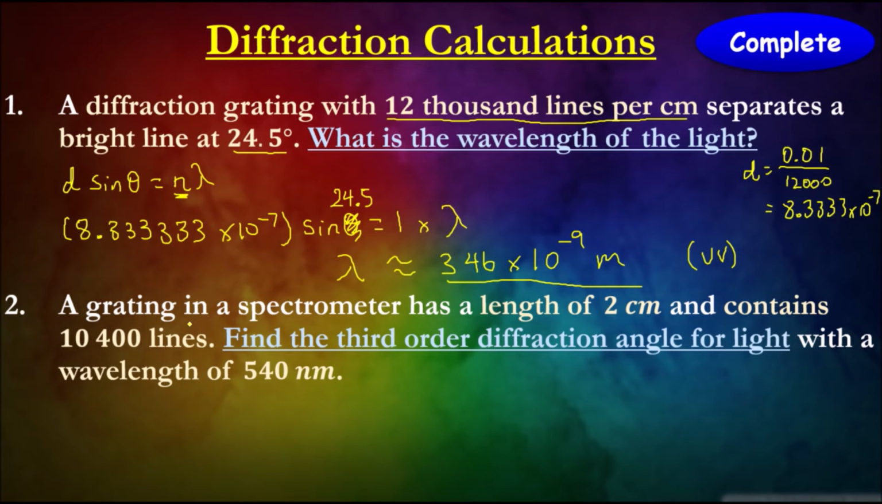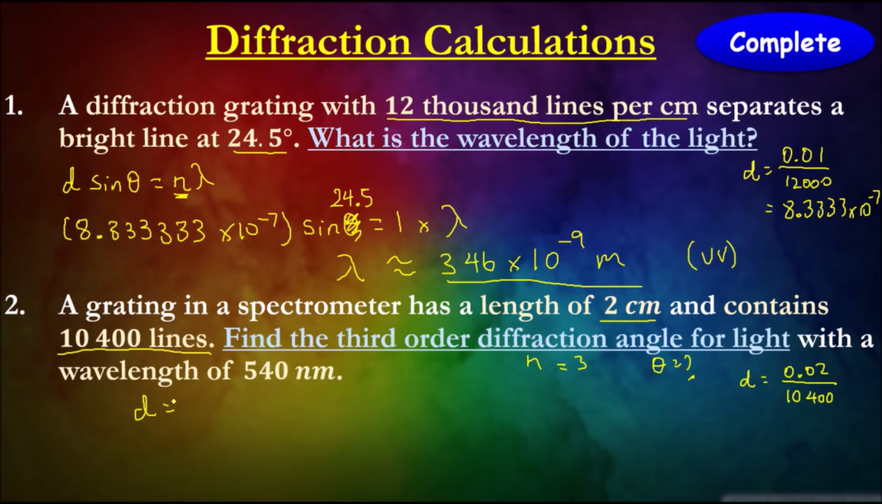We have a grating in a spectrometer. A spectrometer is obviously a device that's used to split different colors of light. It has a length of 2 centimeters and contains that many number of lines, 10,400. So d is 0.02 divided by 10,400 lines. It says find the third order diffraction angle. So that's n equals 3, with a wavelength of 540 nanometers. So we want to find the angle.